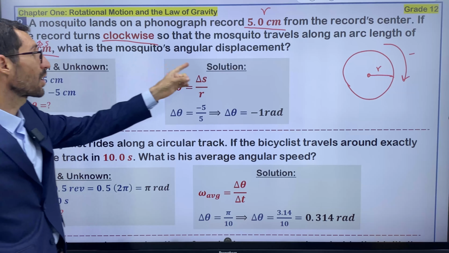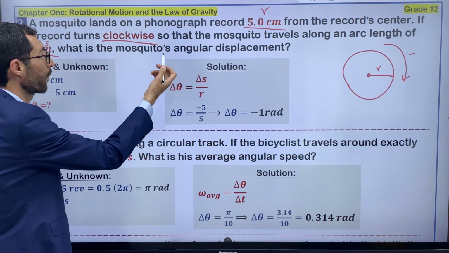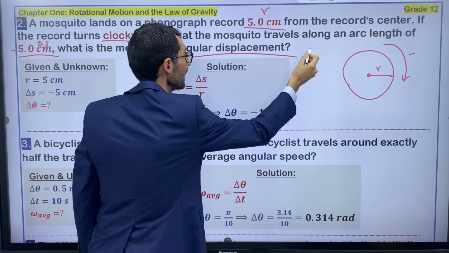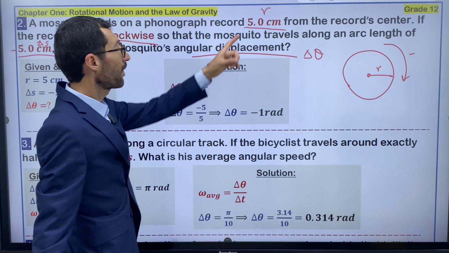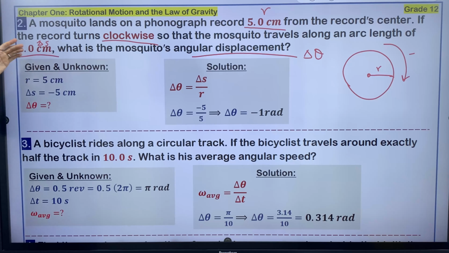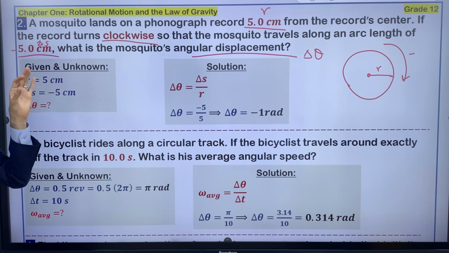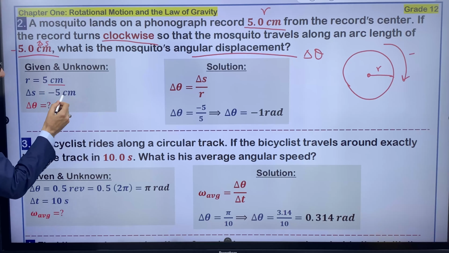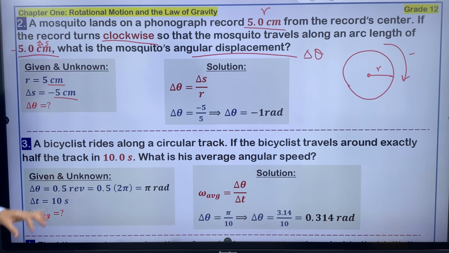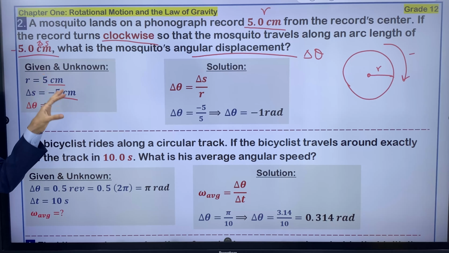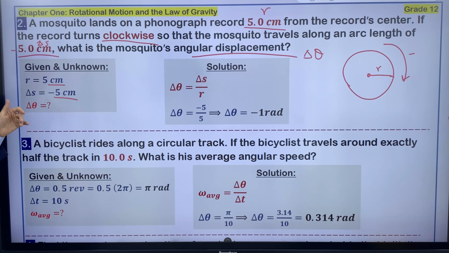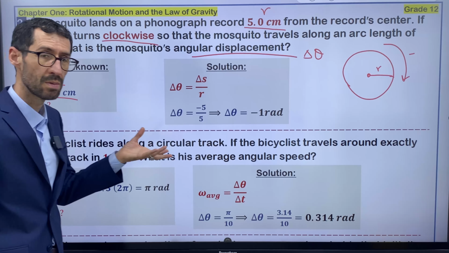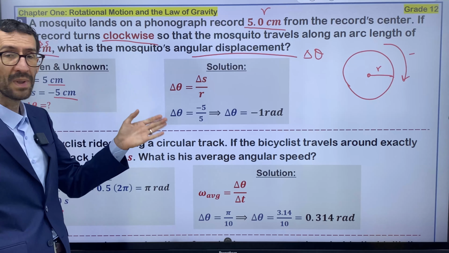What's the mosquito's angular displacement? So what do we look for? We look for delta theta. We have R and we have delta S. The first equation in our textbook is used here actually. Here the dimensions are not unified, but you can use them as they are, because they cancel out each other. That's why it doesn't need to convert centimeter to meter.